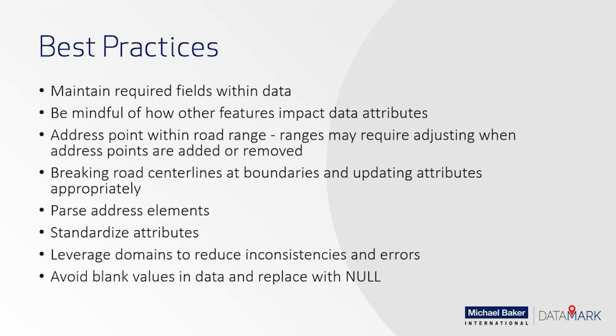Okay. Make sure that you are keeping a close eye on your address points and your road ranges. If you are adding an address point in, make sure that your road ranges encompass that address point. You want to make sure that anywhere you have an attribute change where a road center line crosses, that you're breaking that road at that boundary or where that attribute change occurs. Parse the address elements, like I said before, that involves taking each piece of an address and dividing it up into individual fields. You'll want to make sure that you're standardizing those attributes as much as possible. Okay.